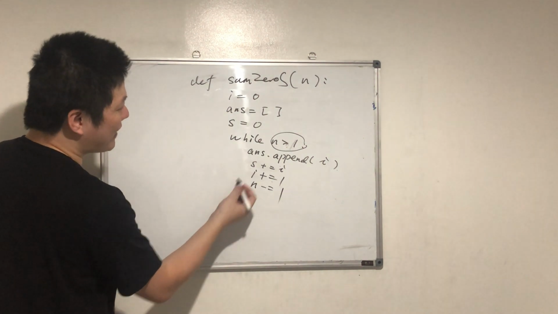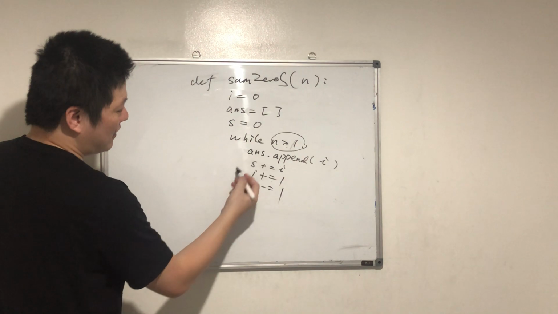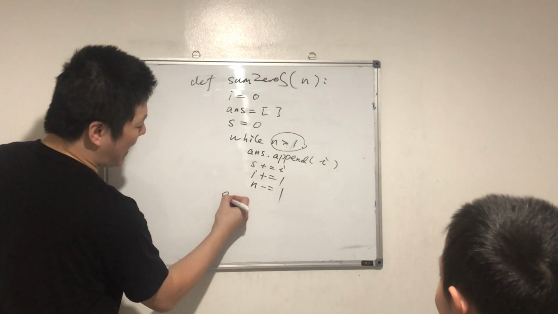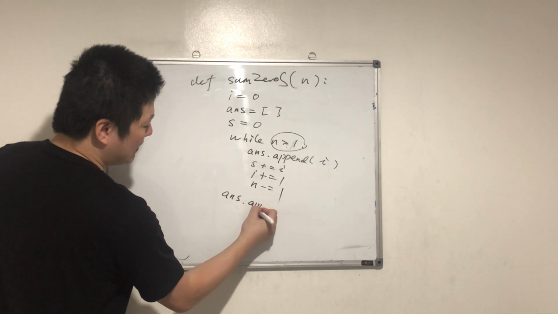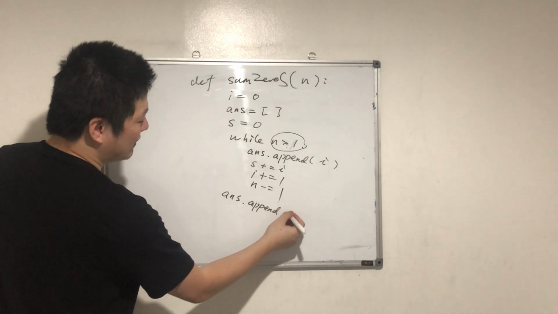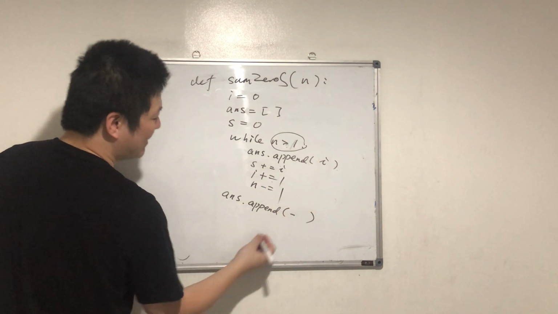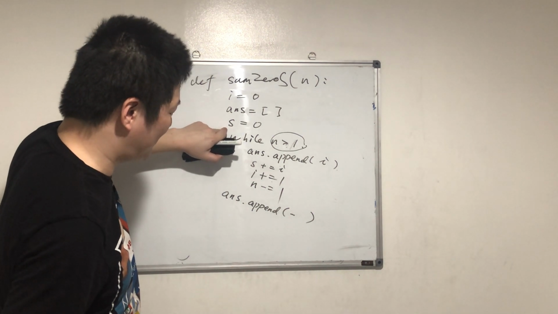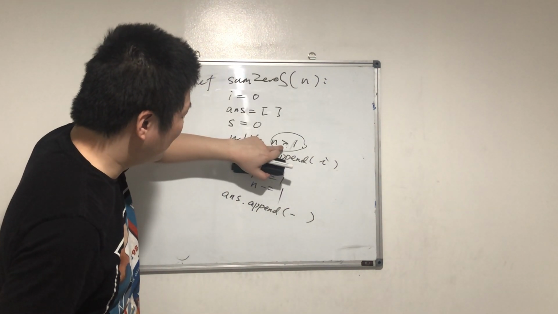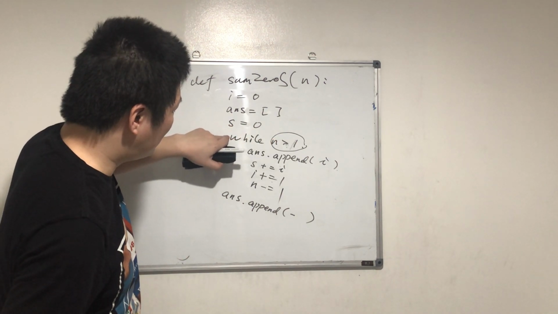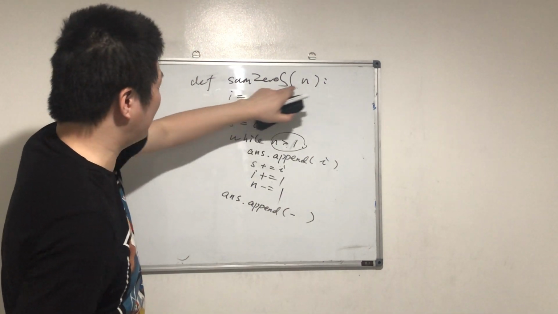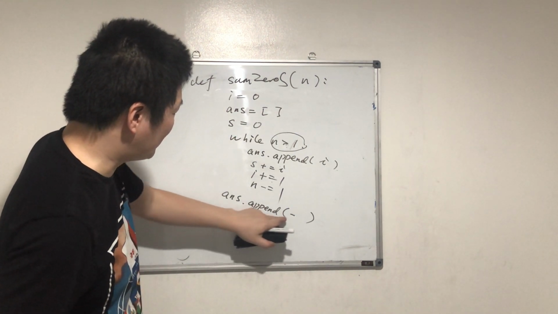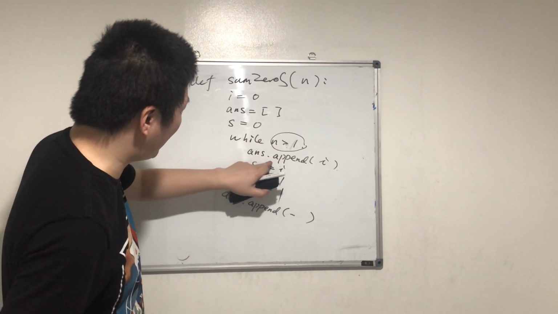Okay, so there's a special case. If n is 0, I can do this: answer dot append minus s. Append what? Minus s, right? When n is 0, s is 0, minus s is 0. That's fine. When n is 1, n cannot be 0, n is 1. It does not go inside. And then minus 0.